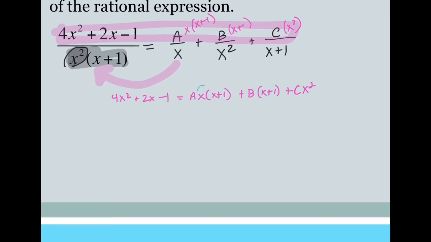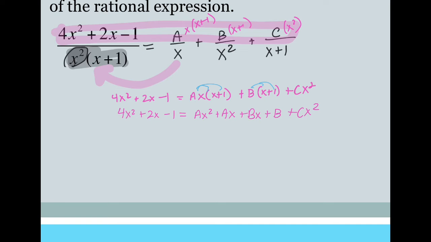So I'm going to distribute this for both of these. I'm going to rewrite the left side. So 4x squared plus 2x minus 1 equals ax squared plus ax plus bx plus b plus cx squared. Now we're going to group together all the like terms.